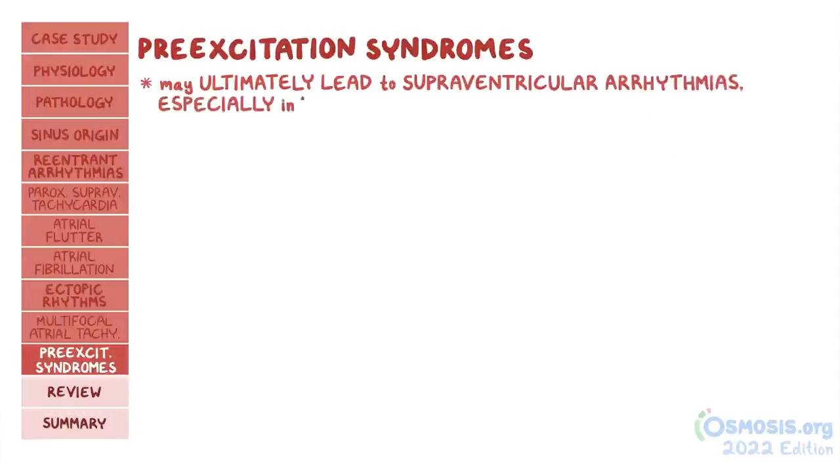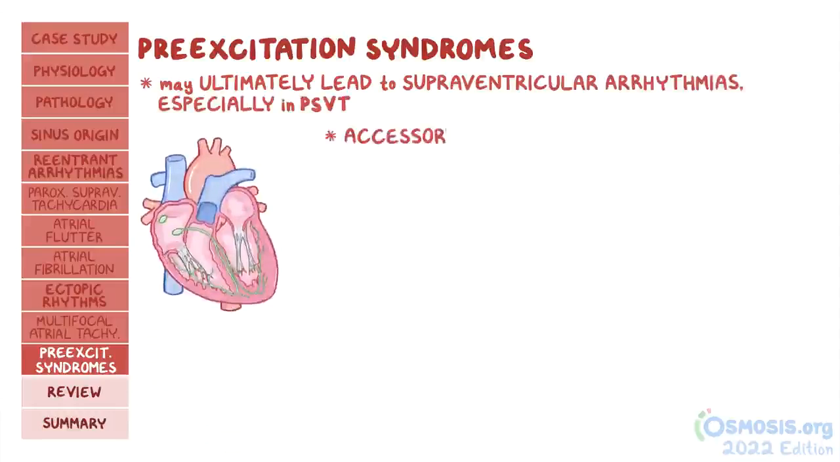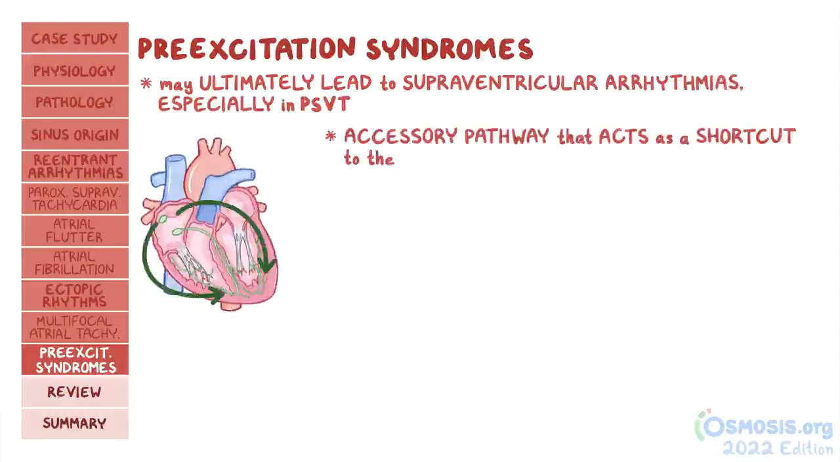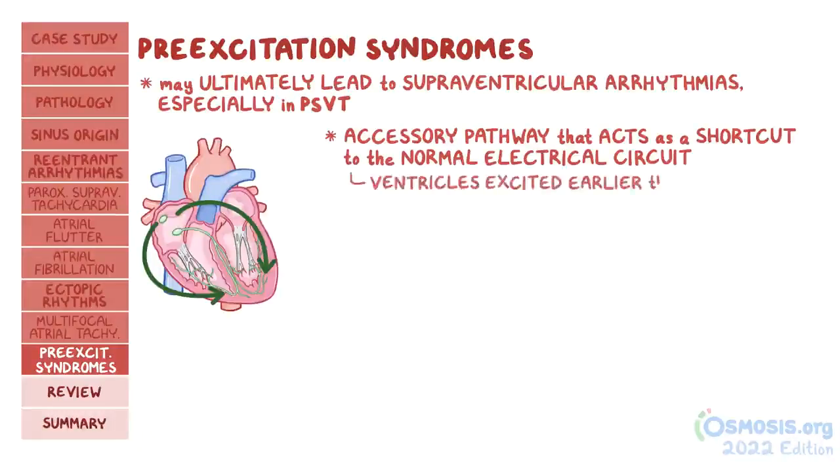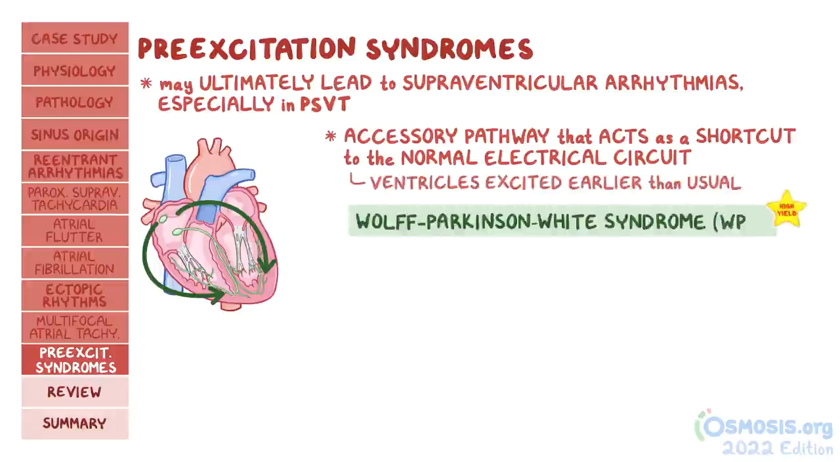Now, before we wrap things up, we should talk about pre-excitation syndromes, which may ultimately lead to supraventricular arrhythmias, especially PSVT. In pre-excitation syndromes, there's an accessory pathway that acts as a shortcut to the normal electrical circuit, causing the ventricles to be excited earlier than usual. The most important pre-excitation syndrome is Wolff-Parkinson-White syndrome, or WPW.